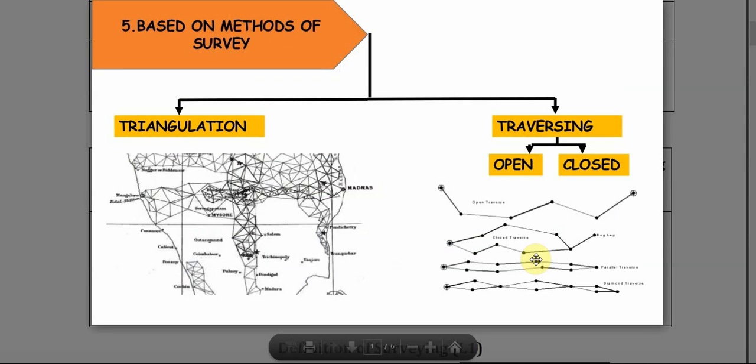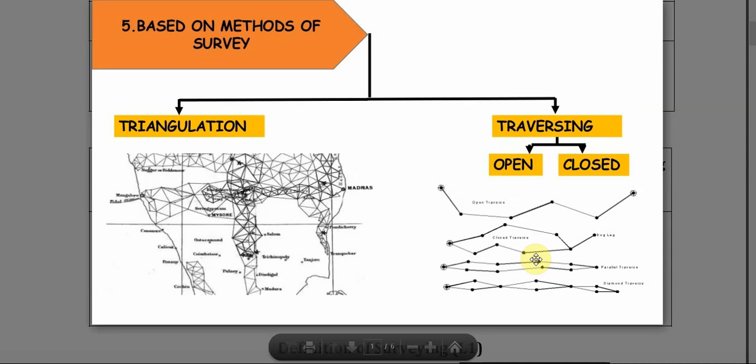Next is based on methods. So there are many methods in survey which you will come across in your subject. So one such example is triangulation survey. If we are using the method of triangulation, this is how the whole India map was plotted, by using triangulation survey. Next is traversing. It can be done using a compass or a theodolite. So if you are doing traversing, it's called traversing survey.